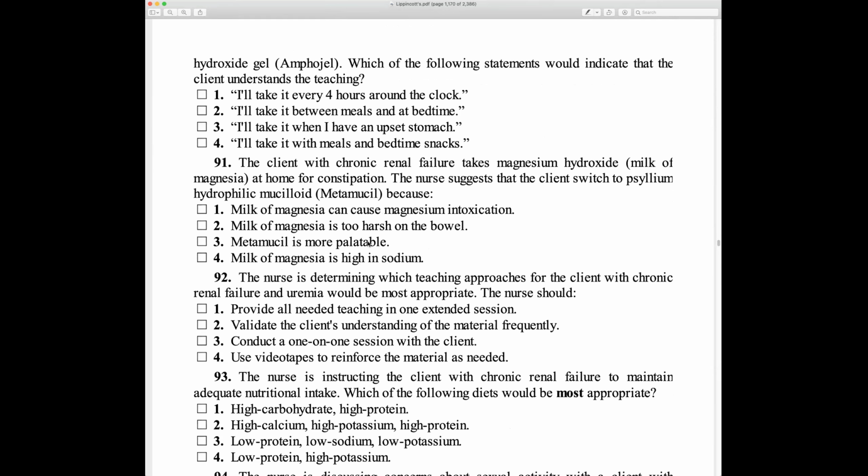Okay, 91. The client with chronic renal failure takes magnesium hydroxide, milk of magnesia, at home for constipation. The nurse suggests that the client switch to psyllium hydrophilic mucilloid, Metamucil, because... We're on question 91.